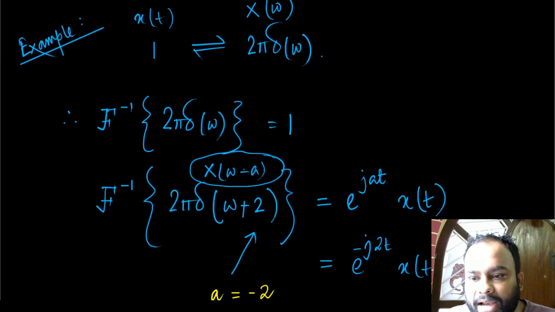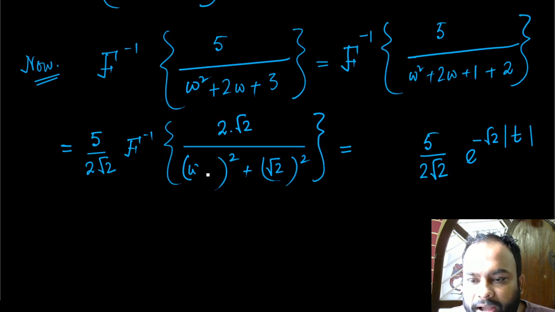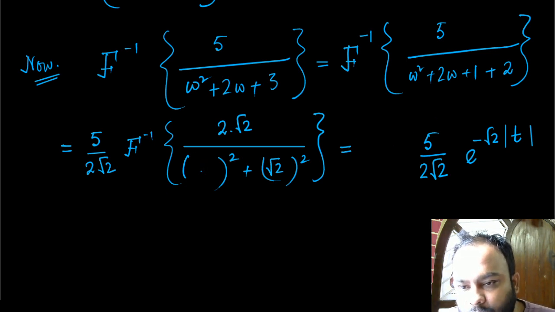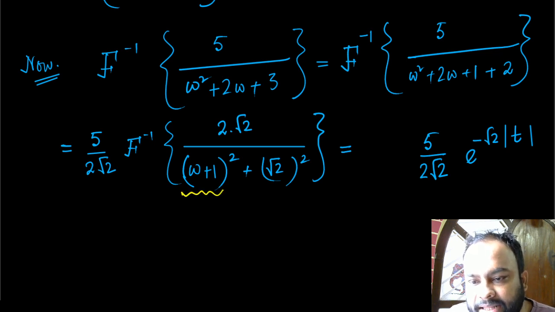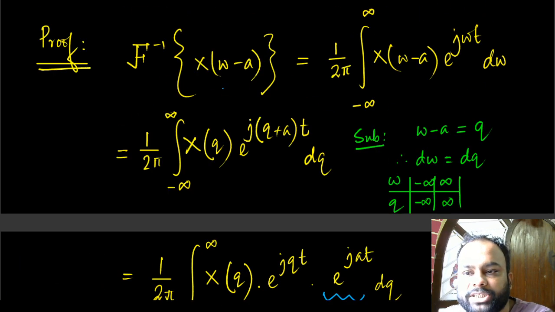Again, let me go back. If this was just omega, this would have been the answer. But since this is not, this is a shifted version of omega, so this is omega plus 1, for example. Omega plus 1 essentially means this is omega minus of minus 1. So that is my a, for that particular example. So this is going to be this entire quantity multiplied with what we get from the shift.